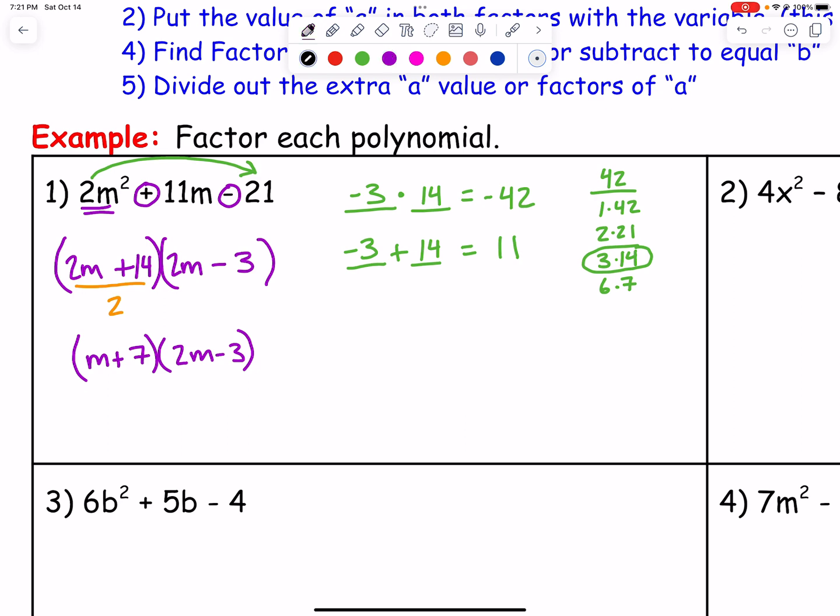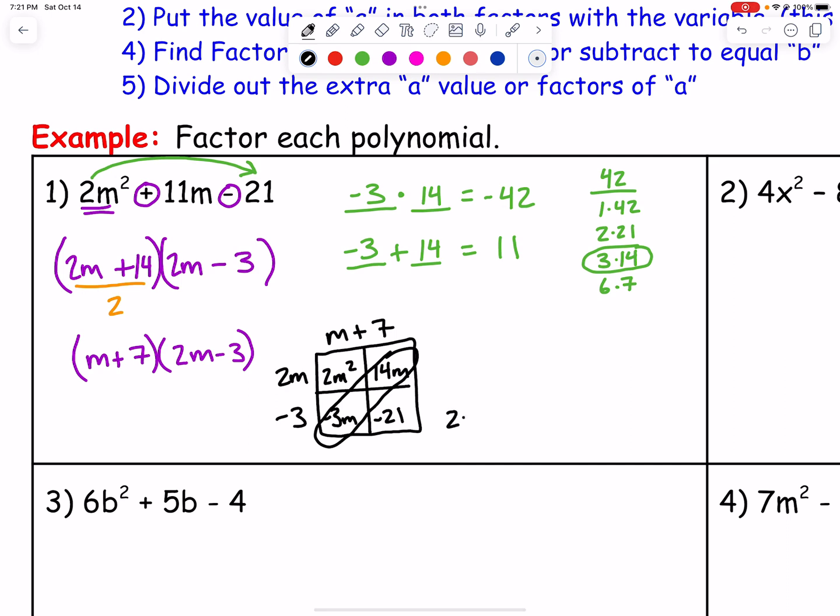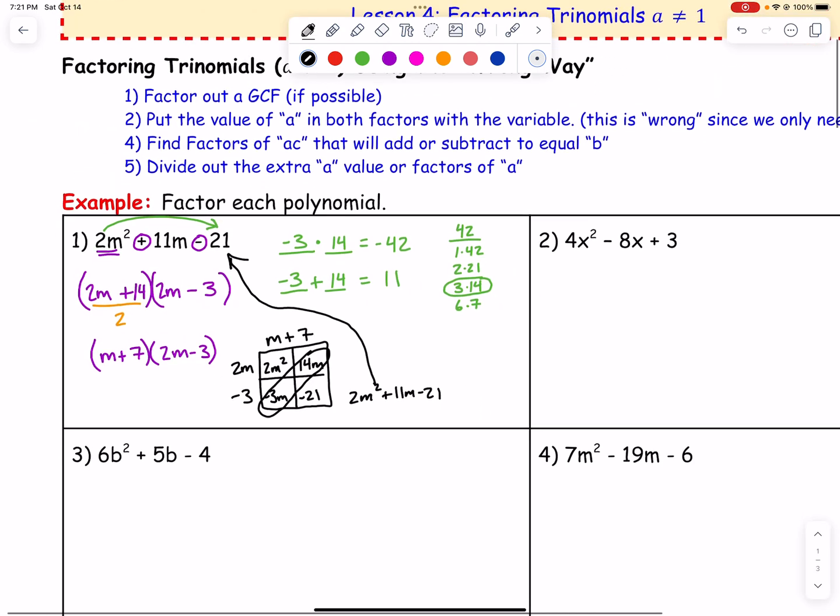So just for this first example, I'm going to show you that if we multiply this back together again, we would indeed get what we started with. Just to show you that it does work even when we do wrong way method. So 2m times m gives me 2m squared. 2m times 7 is 14m. Negative 3 times m is negative 3m. And negative 3 times 7 is negative 21. Then we can add these two in the middle. And we end up with 2m squared plus 11m minus 21. Which is what we started with. So notice it does check out when we use this method, just in case you were having any doubts.